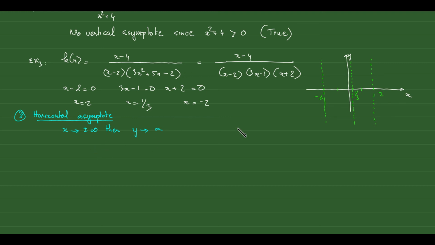Just imagine I have a graph like this, with y and x here. And I have a horizontal line like this, and my graph goes like that. There you go. It gets really close. Let me redraw this.